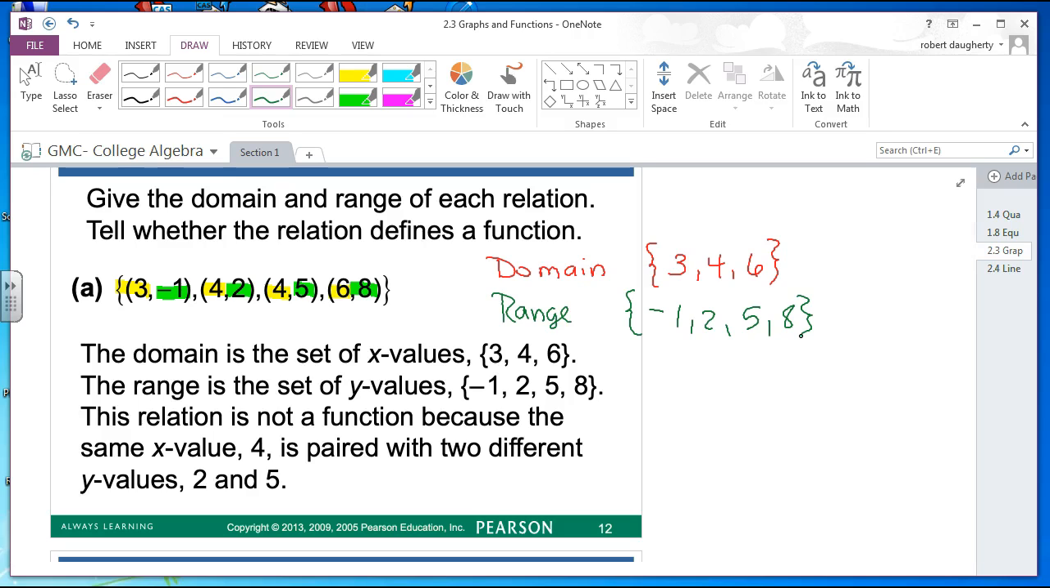Is it a function? Well, you should be pretty good at telling me now that based on that information, this is not a function. I've got the same x value mapped to two different y values. So it is a relation. I have a domain and a range, but this is not a function.